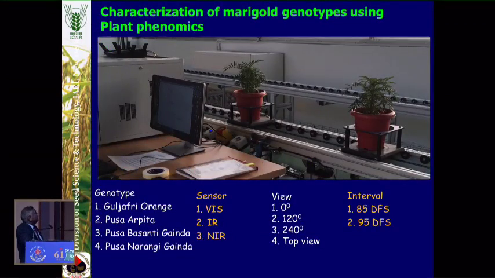He had also used the latest tool of phenomics for characterizing the marigold genotypes, and he had used as experimental materials 2 cultivars from each genotype: from the French type, Guljafri Orange and Pusa Pita, whereas from the African types, Pusa Basanti Gainda and Pusa Narangi Gainda, using 3 sensors, visual, infrared and near infrared, and 3 angles, 0, 120 and 240 degrees, plus top view, at the 2 stages of 85 days and 95 days from sowing.